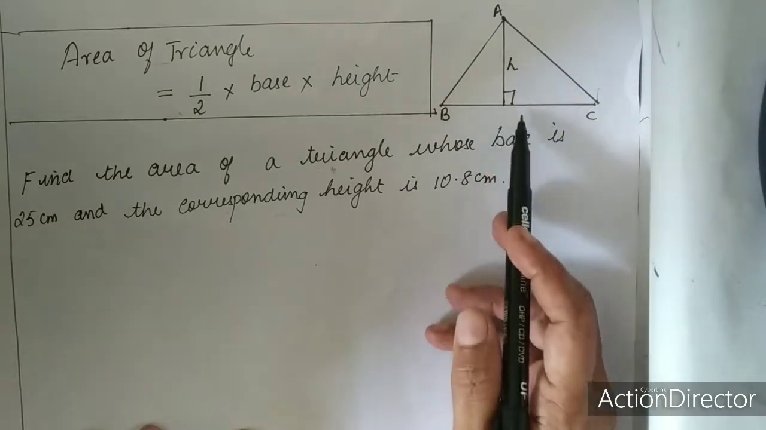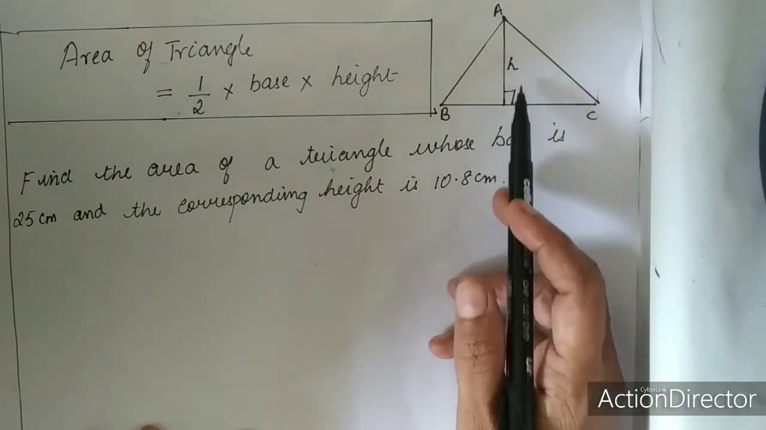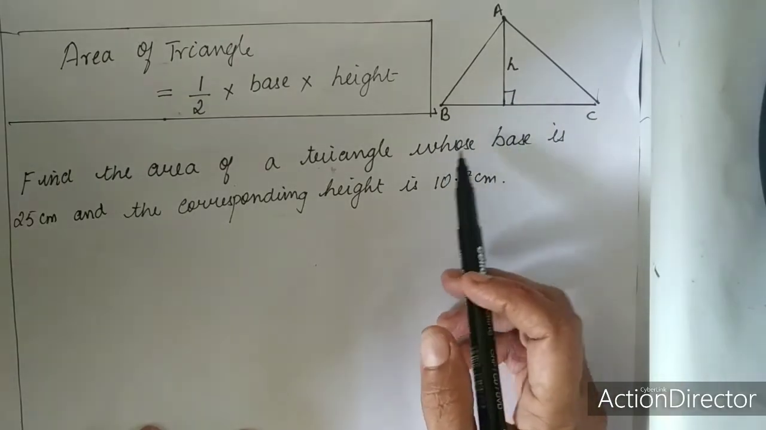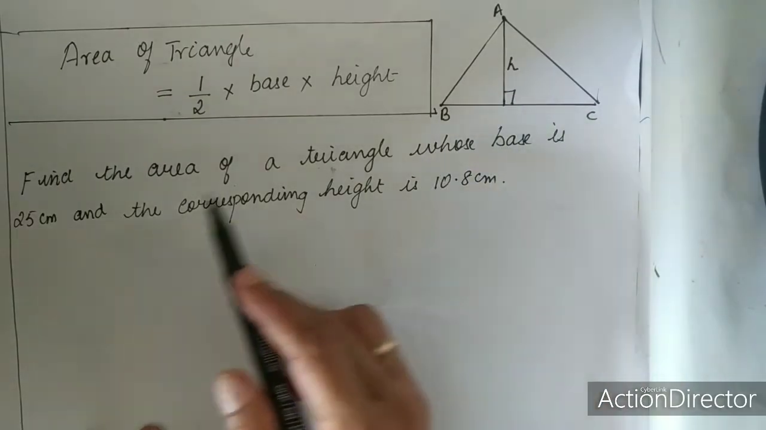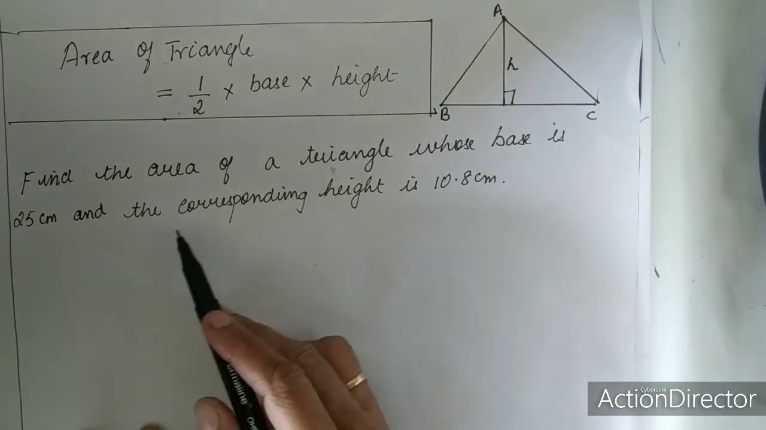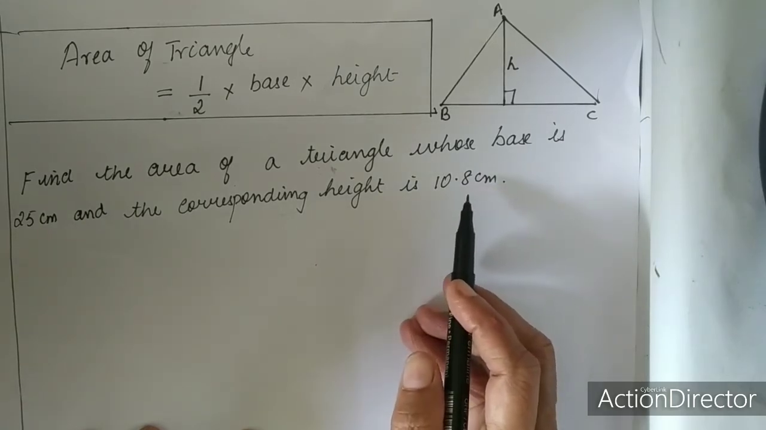So, in this triangle ABC, the height is given. So, height is denoted by 90 degree. That is the altitude of this given triangle. So, using this formula, let us see one example. Find the area of a triangle whose base is 25 centimeter and the corresponding height is 10.8 centimeter.